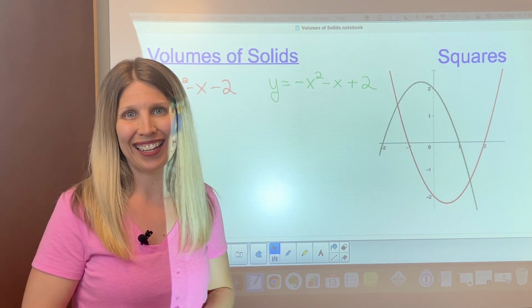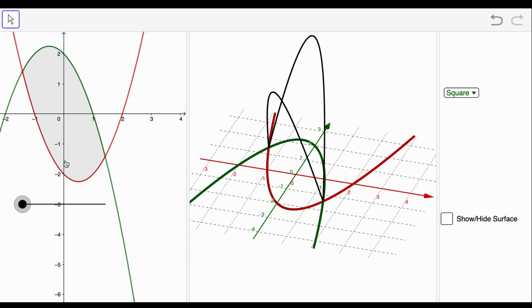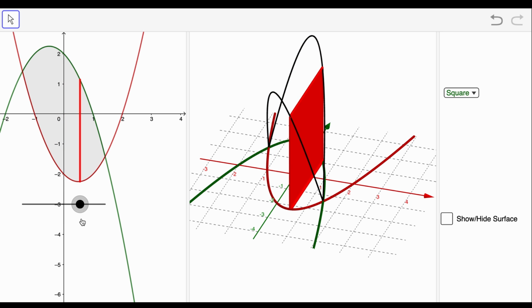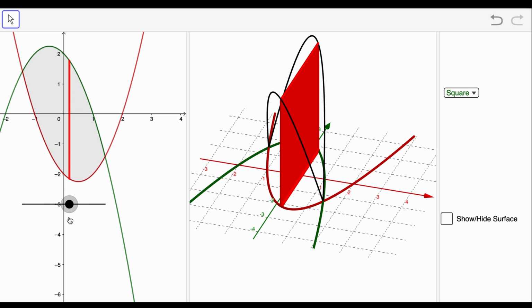Now that we have our two functions graphed, over here on the left-hand side you see what they look like. Look at the right-hand side and you will see this graph in a 3D space, and I'm going to drag a square through this space so you can see what that square looks like between the two curves. This is what we're doing, moving a square along the x-axis. But now let's look at what that shape will create in terms of volume.